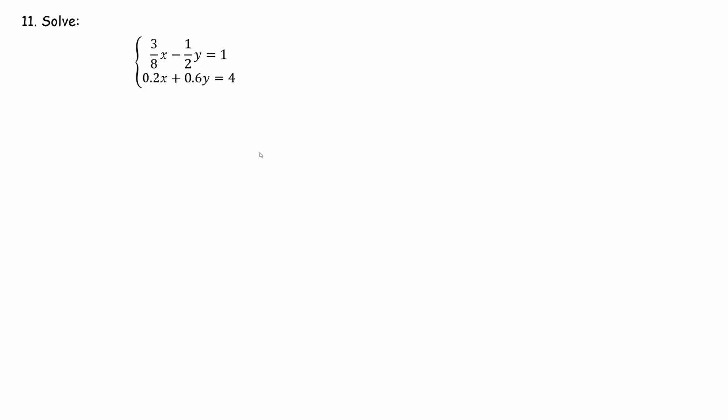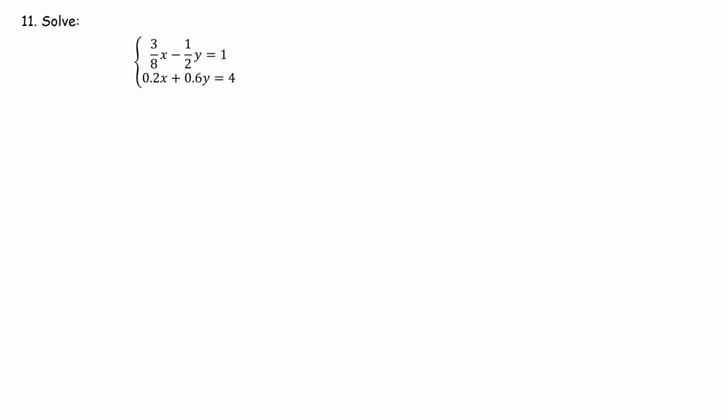Okay, so this is a set of linear equations. Again, you can see that x and y both have the power of 1 on them, which means that this is a system of linear equations. So we want to solve this by substitution or elimination.